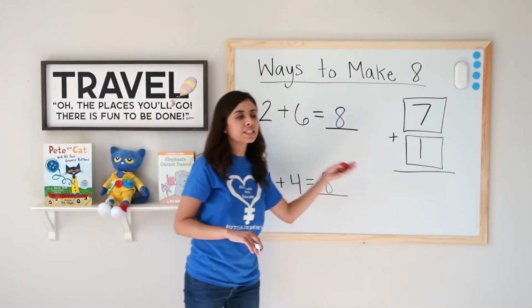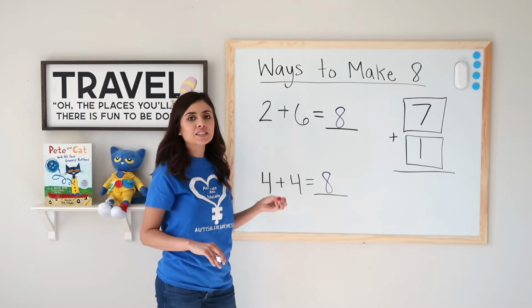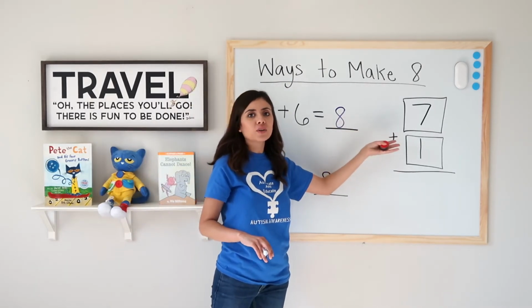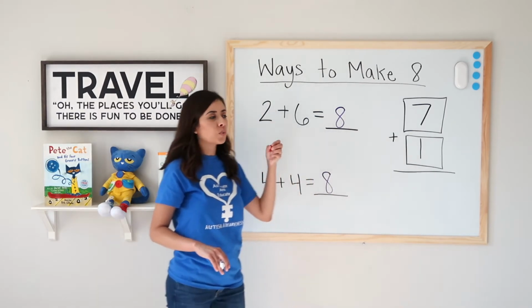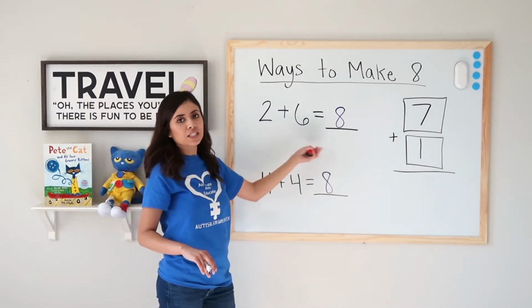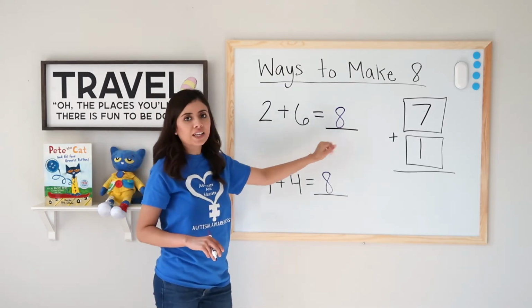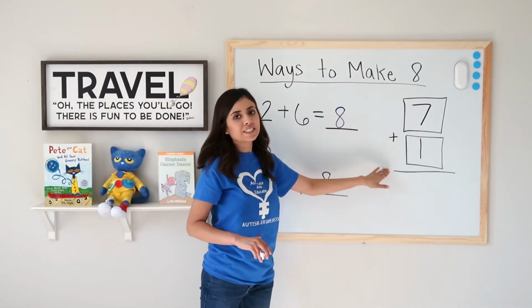So this problem is exactly the same as these, except this one is written vertically. This is a vertical addition number sentence, whereas these are horizontal addition number sentences, okay? Horizontal goes side to side, vertical goes up and down.